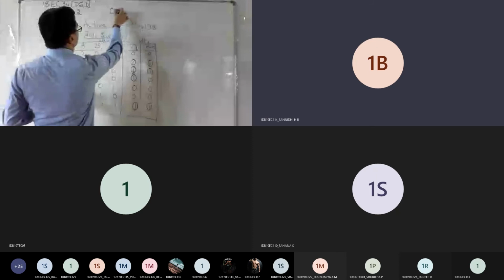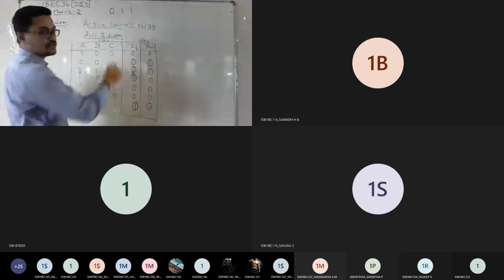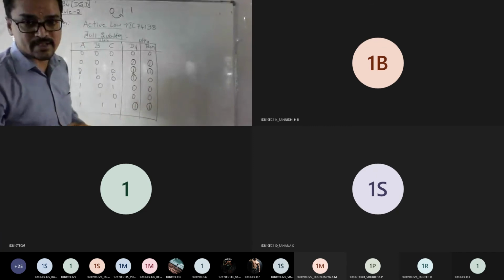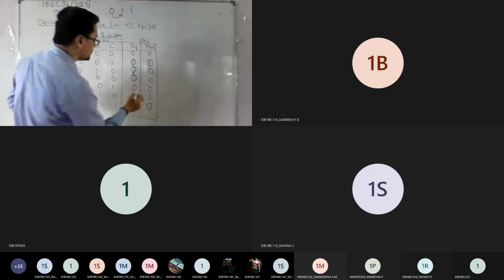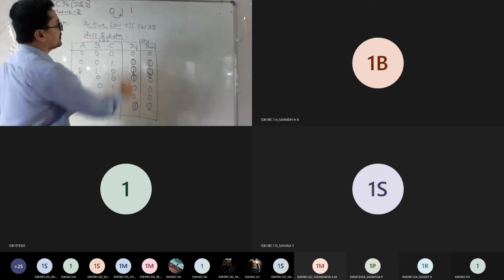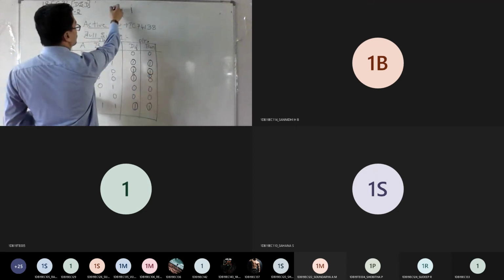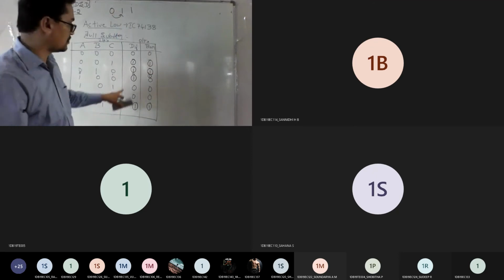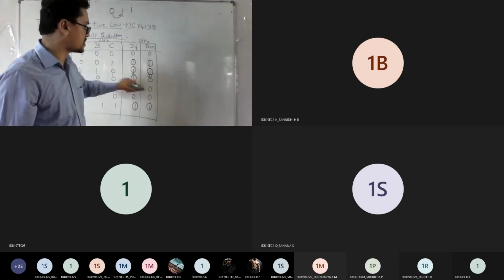Look here, 0, 1, 1. What am I doing here? I should subtract 0 minus 1, but I can't subtract 0 minus 1. So borrow is required, which means borrow is there. So you have one more 1 here. So you got borrow, that is 2. 2 minus 1 is 1. Again 1 minus 1 becomes 0. So difference is 0 and borrow is 1.